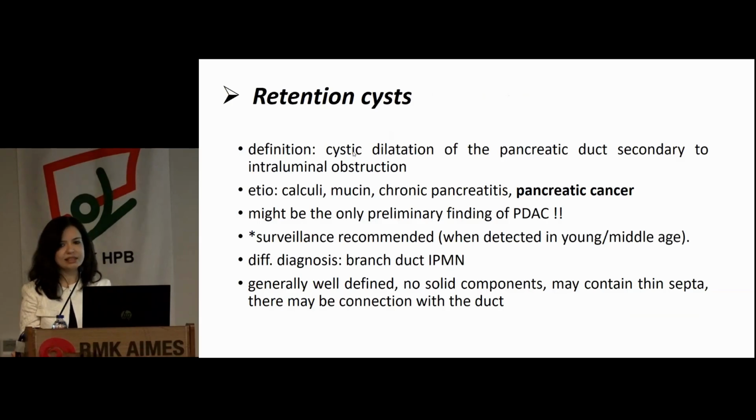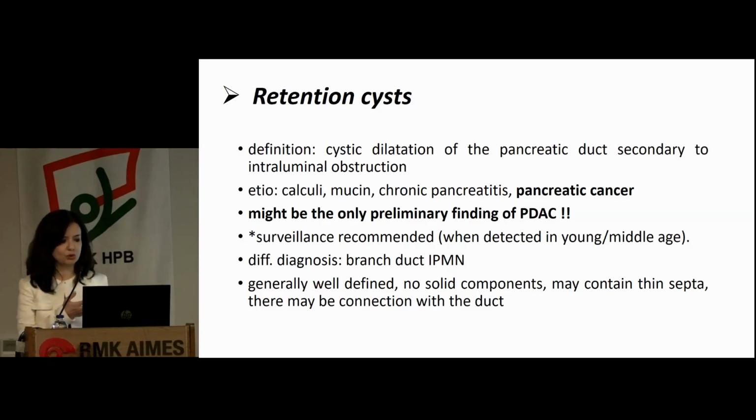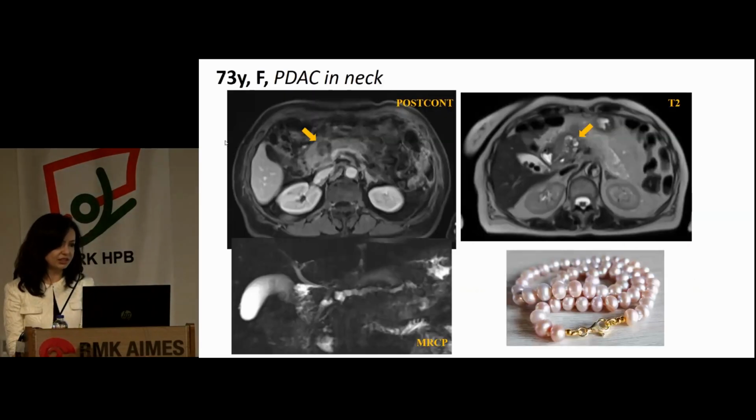Retention cysts are defined as cystic dilatations of the pancreatic duct secondary to an etiology that causes intraluminal obstruction. This could be benign, such as a stone or mucin, or this could be PDAC, actually, pancreatic cancer. I should emphasize at that point that I will show an interesting case. They may be the preceding finding of PDAC, and newly developing retention cysts on imaging studies should be cautiously reviewed and mentioned in the report. So follow-up is needed in this case. The differential diagnosis will be branch duct IPMN. They look like each other.